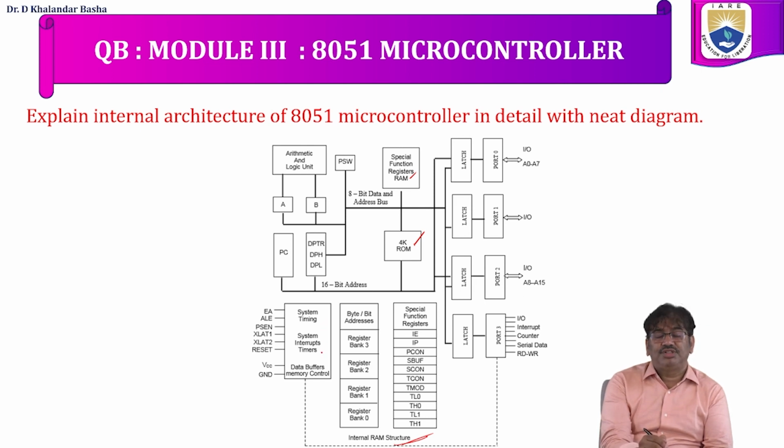The system timing, system interrupts, timers, data buffers, and memory control will have one control logic. And the 8051 consists of 4 ports: port 0, port 1, port 2, port 3. A few ports are multiplexed. A few ports work only for IO purposes. Port 0 provides the address on A0 to A7 lines. Port 2 has the address lines A8 to A15. Data we are going to have on AD0 to AD7, that is on port 0.